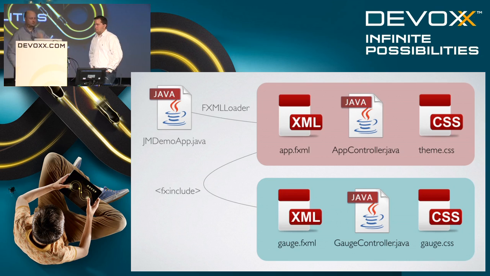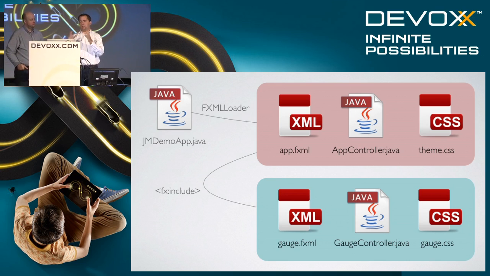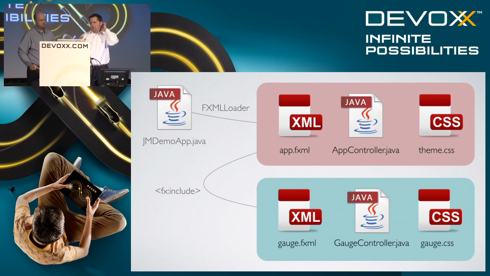Okay, so Jasper was talking about how in the car demo we had these FXML files and these CSS files. I want to explain quickly the model that we use for developing UI in this way. At the root we have our actual demo application, JM demo app, and this extends JavaFX application. It uses the FXML loader to load our first main screen, which is app.fxml.